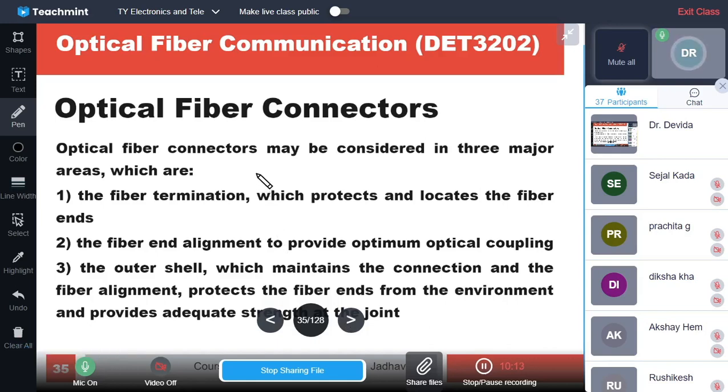Then optical fiber connectors may be considered in three major areas. The fiber termination is there to protect and locate it, and fiber end alignment is there for the optimum coupling of the fiber, and the outer shell maintains the connections and the fiber alignment and protects the fiber ends from the environment. Wherever such a situation is there, protection is required, you can use the connector.